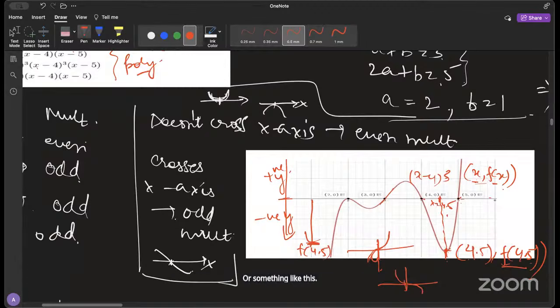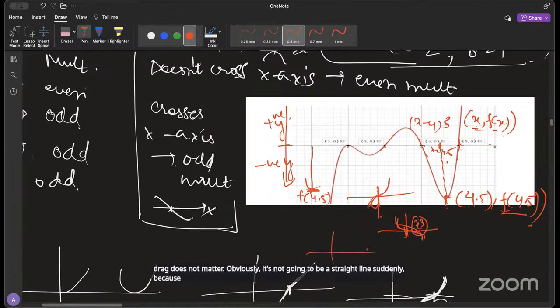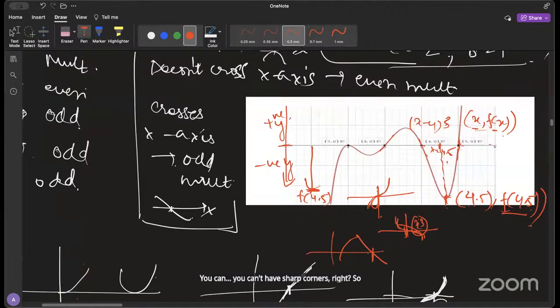You will see this thing there. It will be clearly visible to you that it's of the cubic form. And this looks straight. Drag does not matter. Obviously, it's not going to be a straight line suddenly, because if it's a polynomial, we've already studied that you can't have sharp corners, right? So you can't have something like this. You can't have a straight line here.